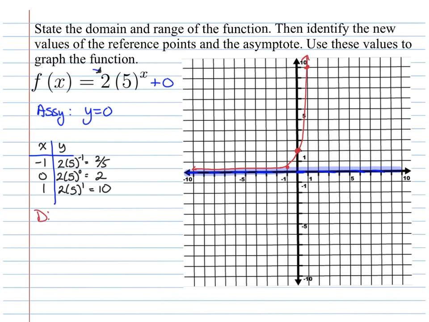And again, the domain of all exponential functions is x's and other reals, which is all x's that exist. Your range is y's and other reals, such that it's all the y's that are greater than your asymptote. So our asymptote is 0, so greater than 0.